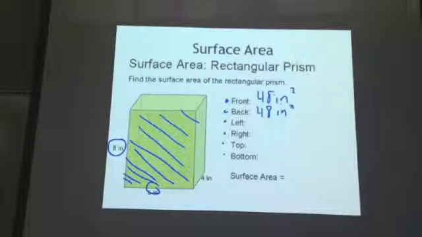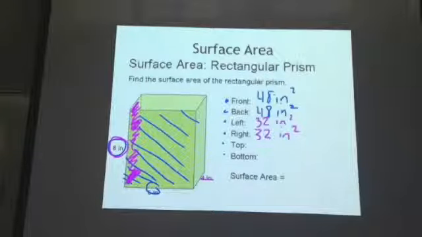Let's try my left side. So my left side would be this purple one over here. And my left side is 8 inches tall by, it's looking for the depth, right? The depth across the bottom. So it would be 8 times 4. So my left side would be 32 inches squared. Great. If my left is 32 inches, what's my right? 32 inches squared.